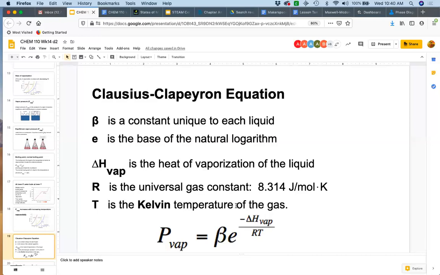Remember, Kelvin is where you add 273, sometimes it's 273.15, depending upon the number of significant figures, to your degrees Celsius. So if I had, for example, 25 degrees Celsius, then I would add 273.15, and that would give me 298.15 degrees Kelvin.